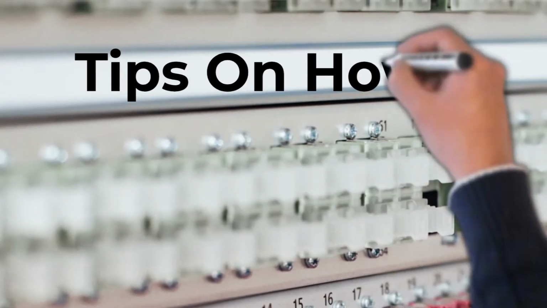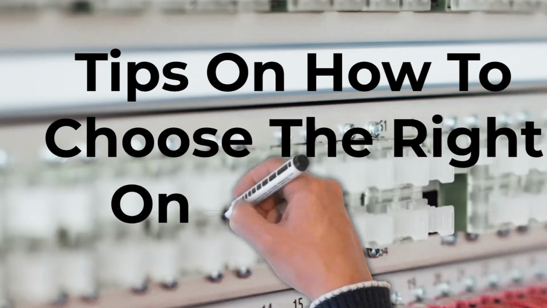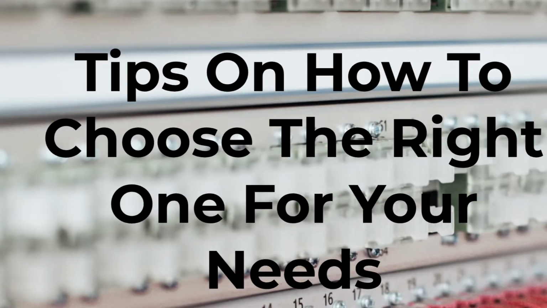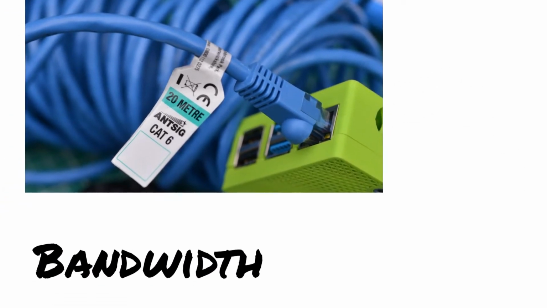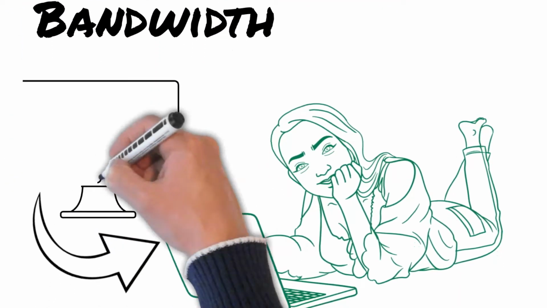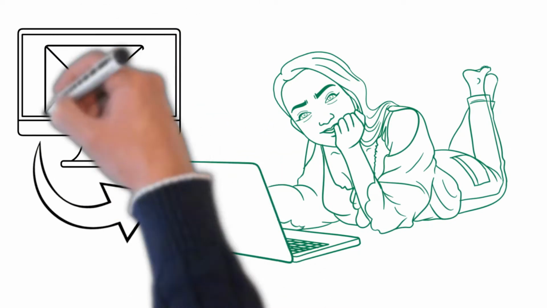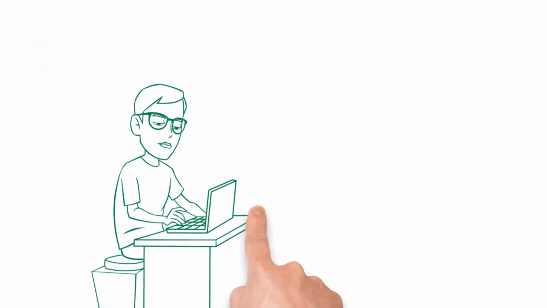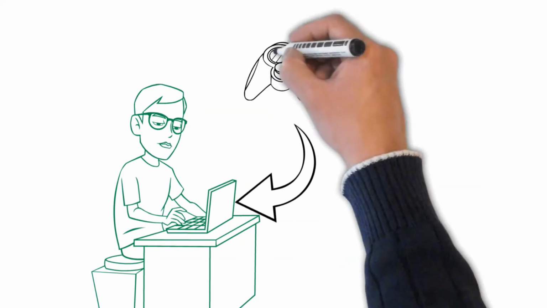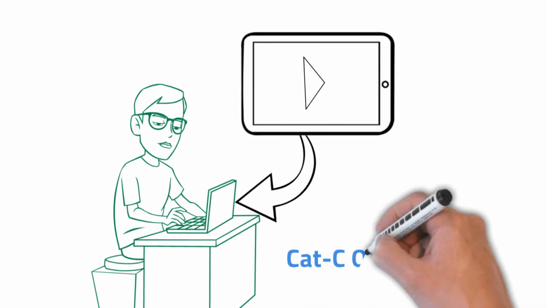Now that you know about the standard Ethernet cables, let's discuss some tips on how to choose the right one for your needs. The first thing to consider is the bandwidth you need. If you are using your cable for simple internet browsing and email, then a Cat-B or Cat-C cable should be sufficient. However, if you are using your cable for gaming or streaming video, then you will need a Cat-C or Cat-E cable.